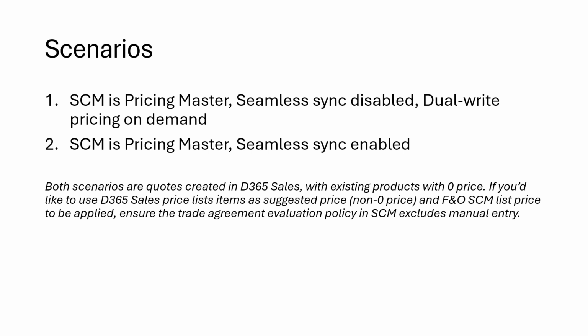For both scenarios, supply chain management is the pricing master, and in sales, the price of the product that we'll be using is zero. If you'd like to store non-zero prices in sales and use those as suggested prices, but still apply the F&O list price, discounting rules, and so on when the sales quotes or sales orders are created via Dual-write on demand or seamless sync, you need to review the trade agreement evaluation policy in supply chain management to exclude manual entry. Otherwise, the non-zero sales provided prices would apply.